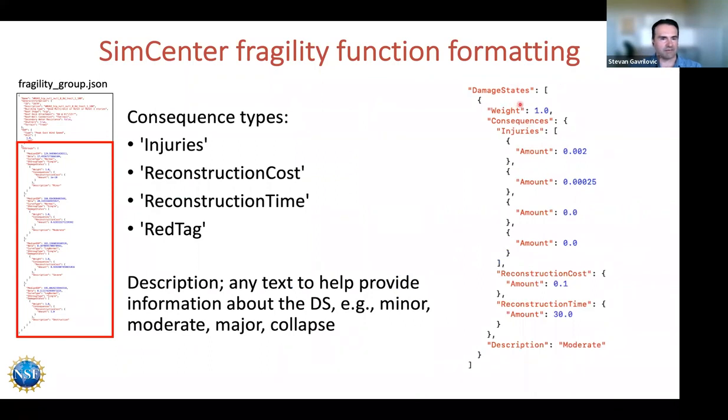Now into the important ones, so your damage states. So each one of these damage state groups has multiple damage states. And a damage state, of course, characterizes one particular type of damage within a damage state group. So an example could be a minor damage state, a moderate damage state, severe, that sort of thing. And within these damage states, we're going to define the weight. And then the important part is the consequences. So we could have multiple consequences for a particular damage state. Different consequence types are injuries, reconstruction cost, reconstruction time, red tags. And finally, description down here, which is any text to help provide some information about the type of damage states, like I said, minor, moderate, collapse, so on. So you just pretty much populate this array with your different damage state groups, and then your different damage states.